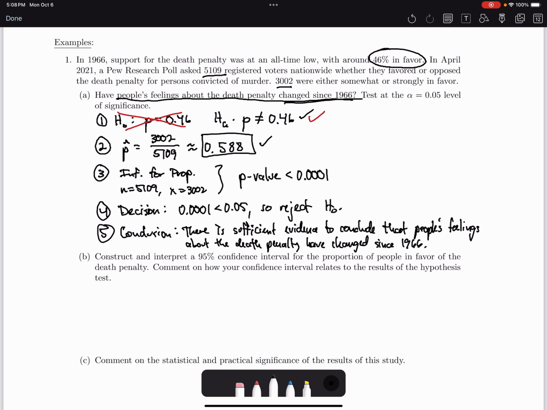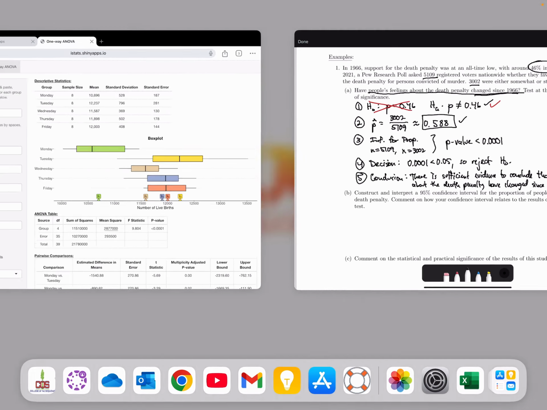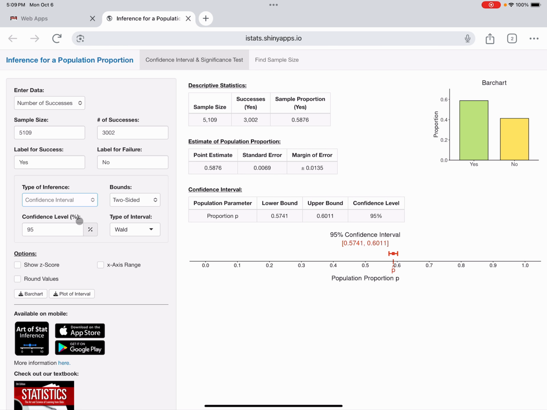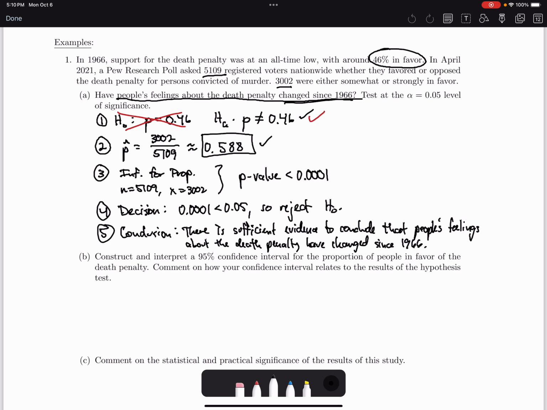Now part B says, construct and interpret a 95% confidence interval for the proportion, etc. Let's just go back to Art of Stat. Okay, so heading back over to Art of Stat, all we need to do is change it back to a confidence interval. And we do indeed want a 95% confidence interval, so that's already set up. And so there it is, right? I'll round this to 3 decimal places, so I'll just call it 0.574 to 0.601. Okay, so there's my interval.